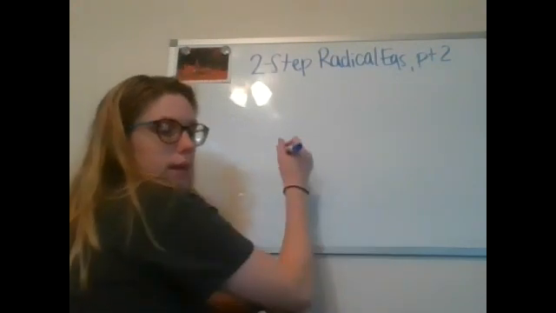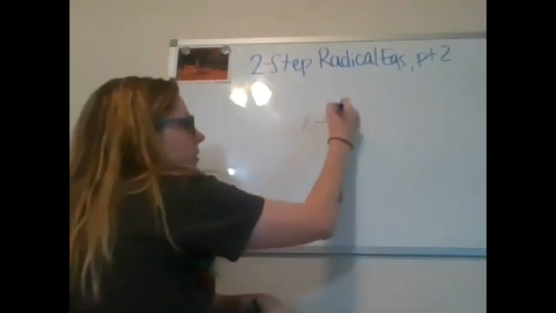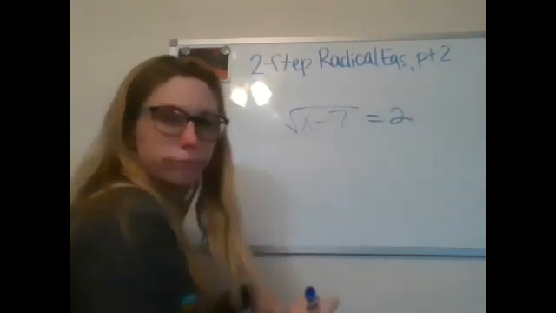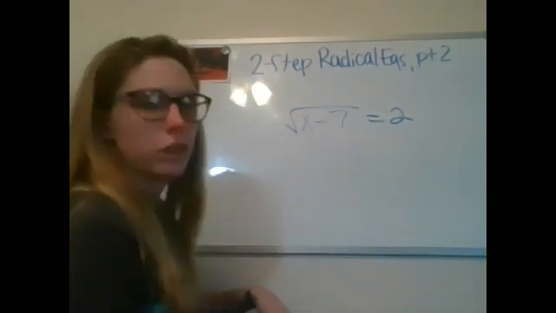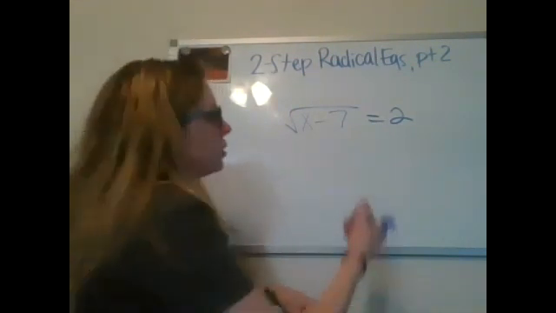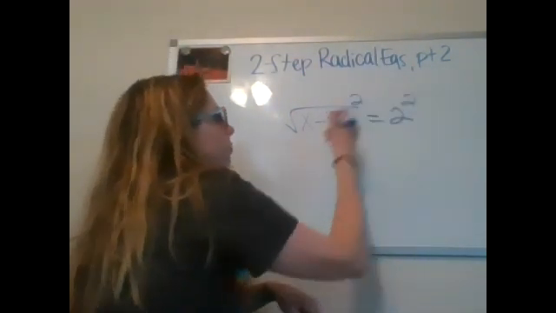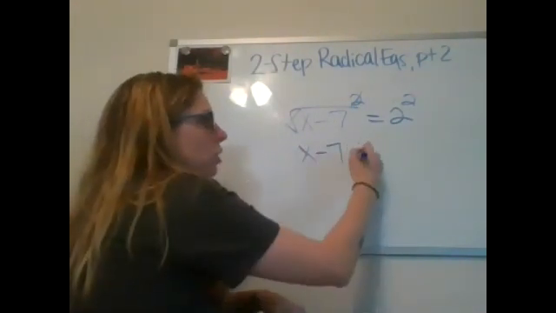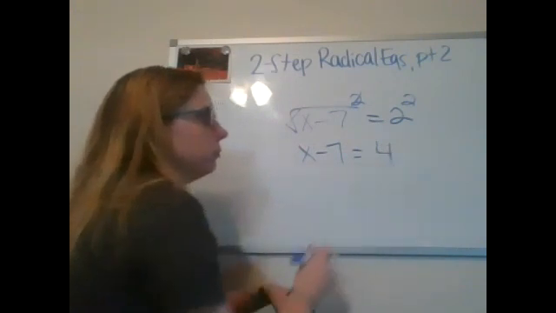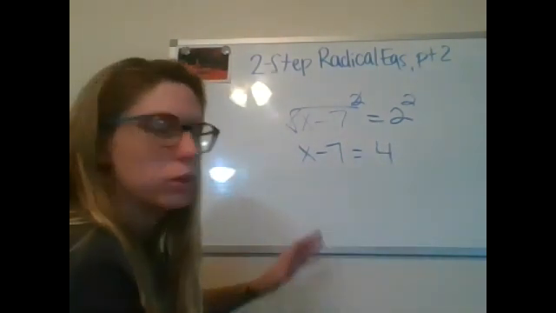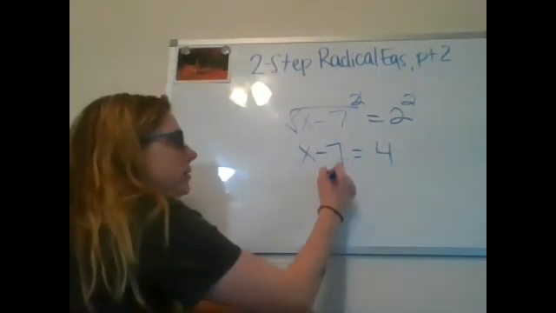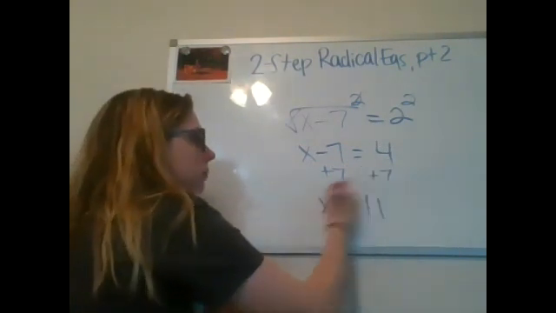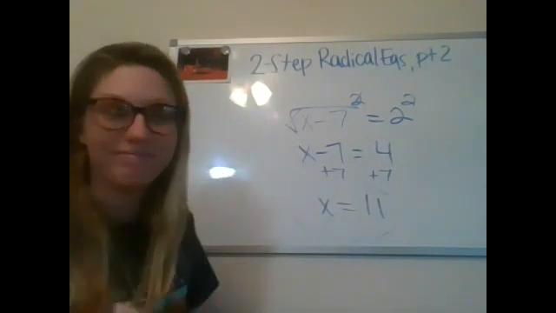Let's do one more. Say I have the square root of x minus 7 equals 2. Okay? First thing we're going to do on both sides is square it so that we can get rid of that square root. So here on this side, we're left with x minus 7. On this side, 2 squared is 4. Now to get x completely by itself, we add 7 to both sides. 7 plus 4 is 11.